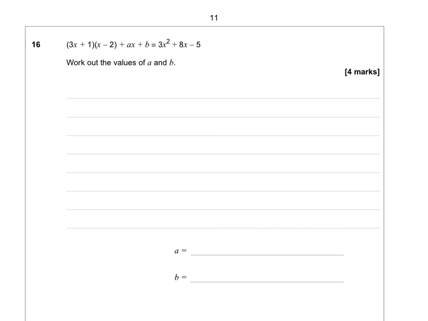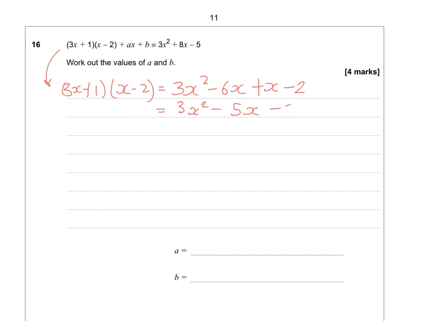Question 16. Work out the values of A and B. We're going to start by expanding the brackets on the left-hand side over here. So we know that 3x plus 1 multiplied by x minus 2 is equal to 3x squared minus 6x plus x minus 2, which we can simplify down to 3x squared minus 5x minus 2.